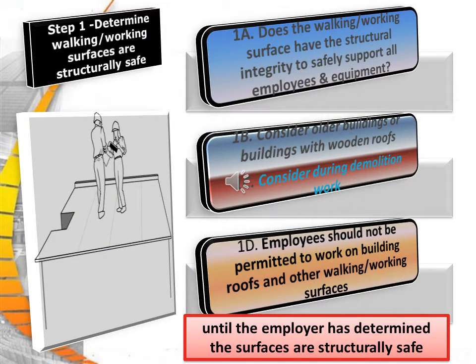Does the walking working surface have structural integrity to safely support all employees and equipment? Do older buildings with wooden roof edges have potential hazards? What about demolition work? Employees should be permitted to work on roofs and other working surfaces during the demolition only after an employer has determined that the surfaces are structurally safe.